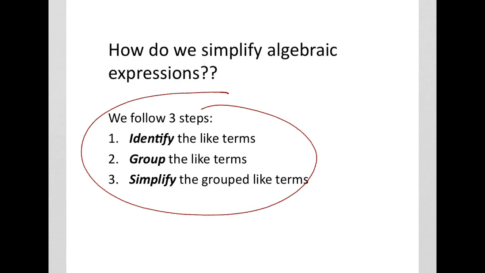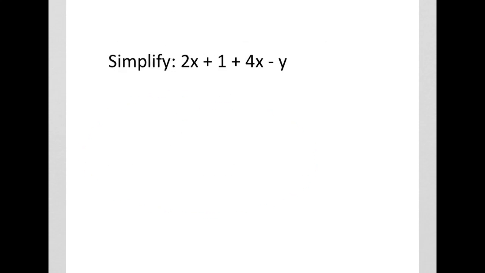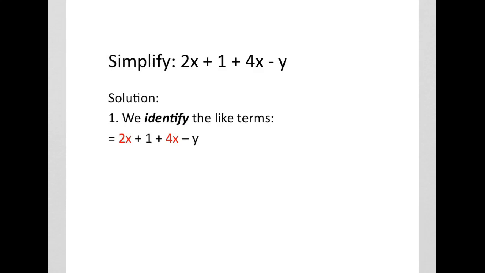to algebraic expressions. Firstly, simplify 2x plus 1 plus 4x minus y. Okay, where we start, we follow those 3 steps. So first, we identify the like terms. Identifying them, we have x's highlighted in red, and we've got a y, a numerical like term, and a negative y. I highlighted the x's in red so that it makes it easier for us to pick out how often x occurs, and in doing that allows us to group the variables later on.